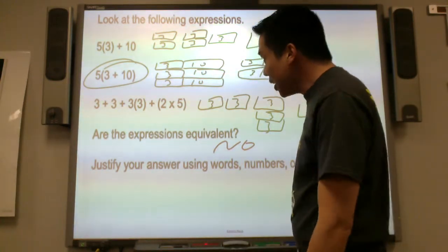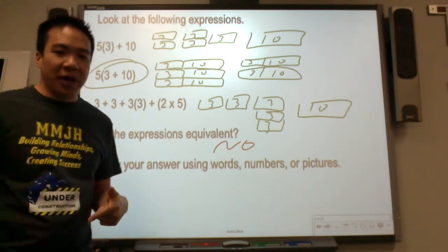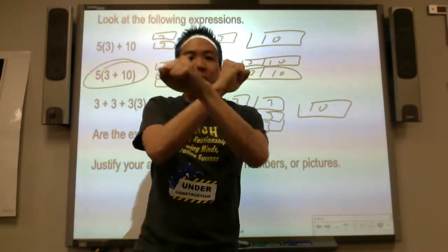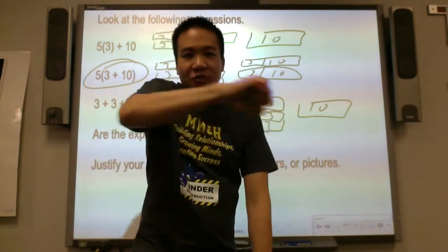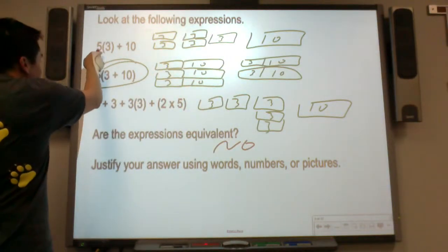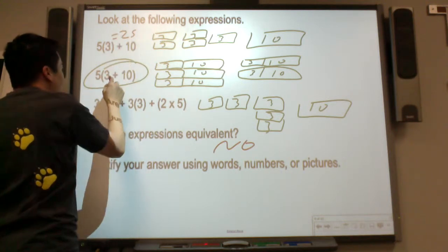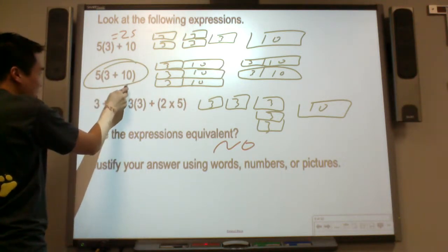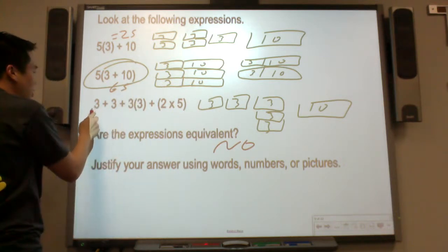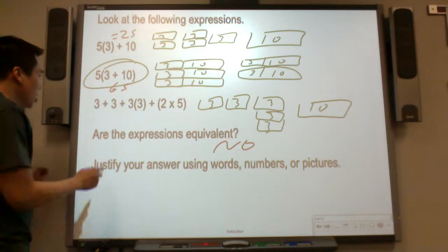So let's answer this. What's 5 groups of 3? Again, order of operations. You do the grouping symbol, exponent, multiplication, division from left to right, adding, subtracting from left to right. So I do the multiplying, that's 15, plus 10 is 25. Do the grouping symbol first, that's 13. 5 groups of 13 is 65. First of all, you can stop right now. They're not going to be equivalent, but let's keep on answering.